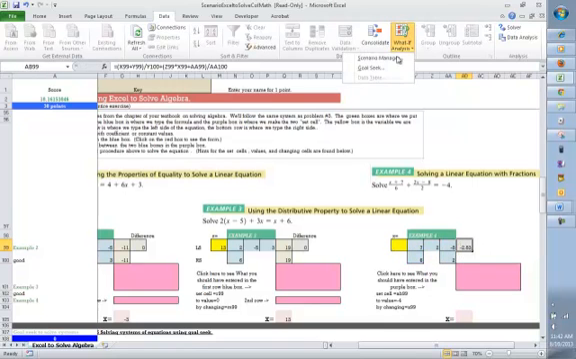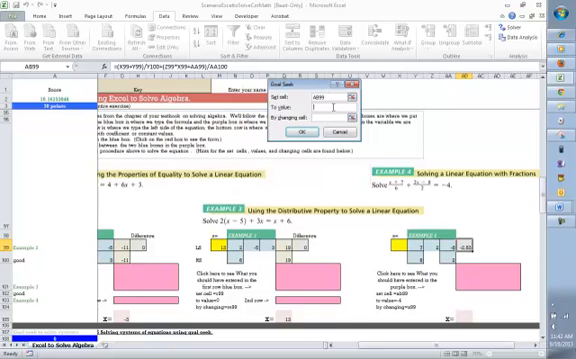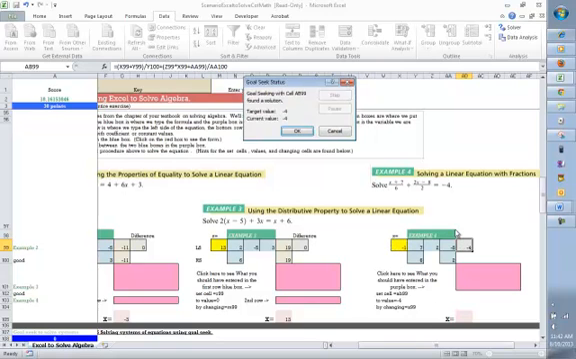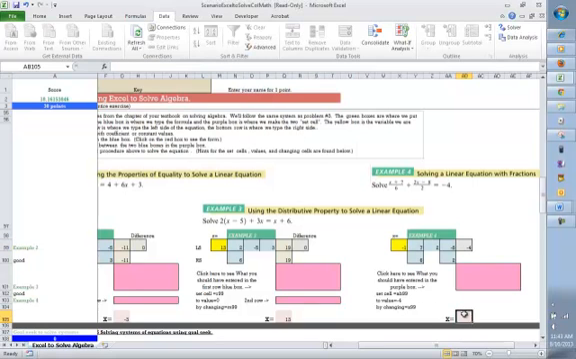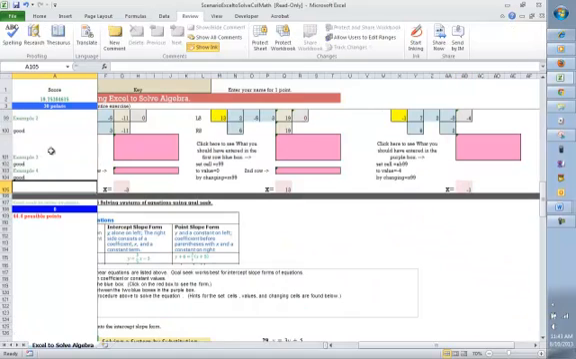Now we can do a goal seek. Set that to negative 4 because we want it to be negative 4 by changing this value, and we get x equals negative 1. All right.